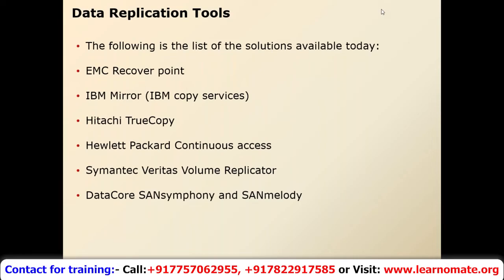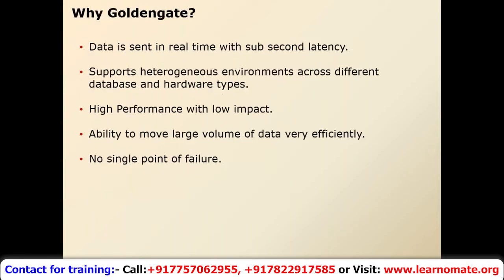But still, if you see, GoldenGate is the dominant player in the market. Why is GoldenGate like that? There are some technical as well as financial aspects related to it. I'll talk about technical aspects, then I'll move to some financial aspects. So why GoldenGate? Data is sent in real time with sub-second latency. That means GoldenGate can send the data from source to target with sub-second latency.